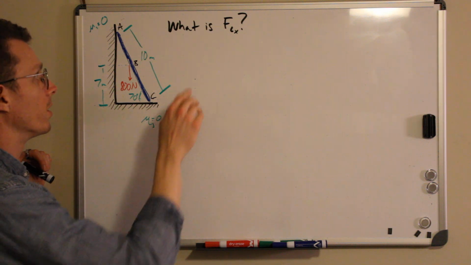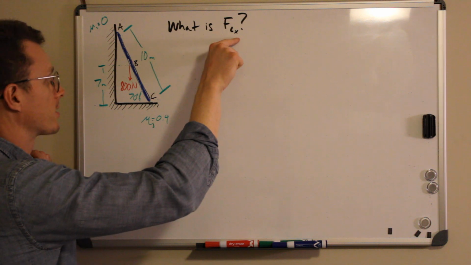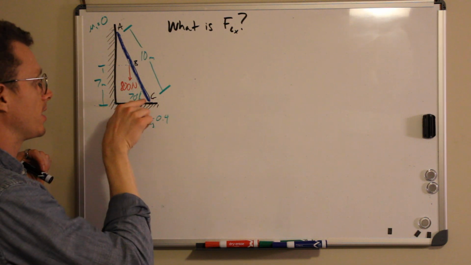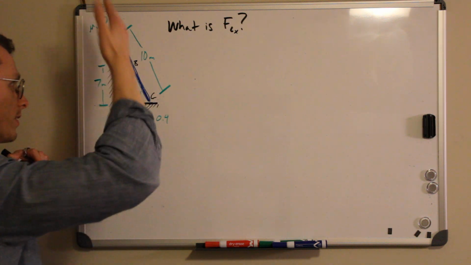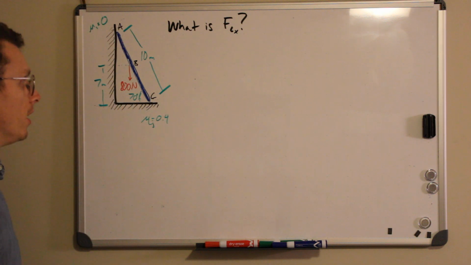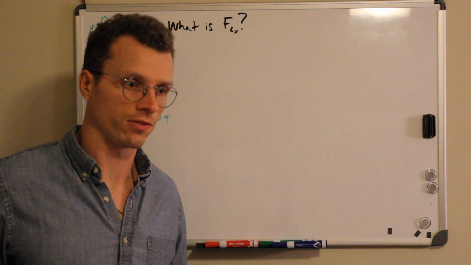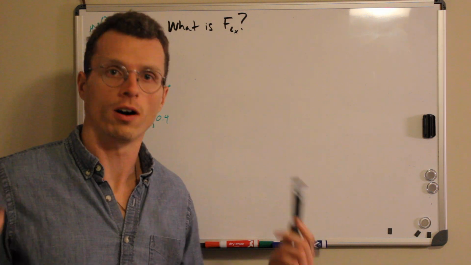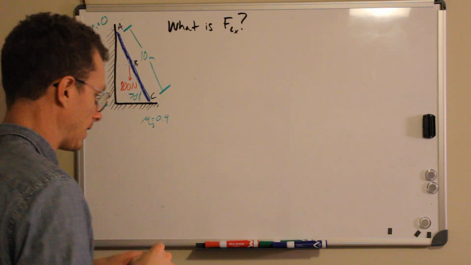So our goal is to find F_Cx, which is the force at C in the X direction. The X direction is going to be the horizontal plane. This is our Y direction. So how do we go about solving for F_Cx? The first thing you should ask yourself is, what are all of the forces at play? So let's draw a free body diagram.